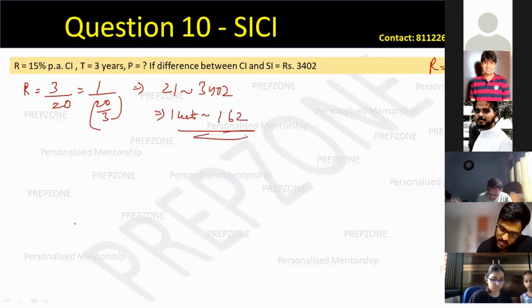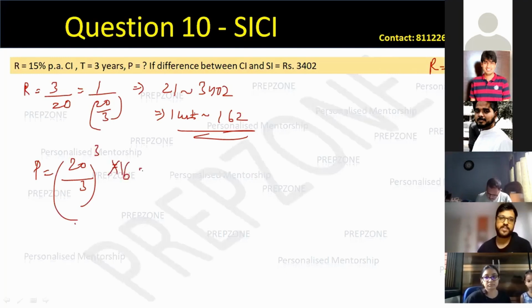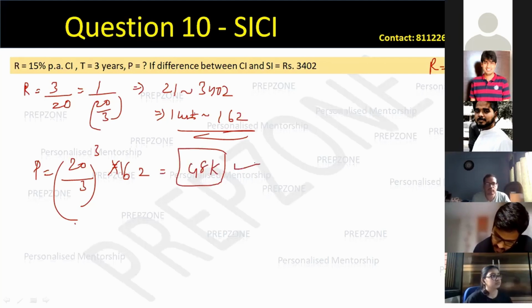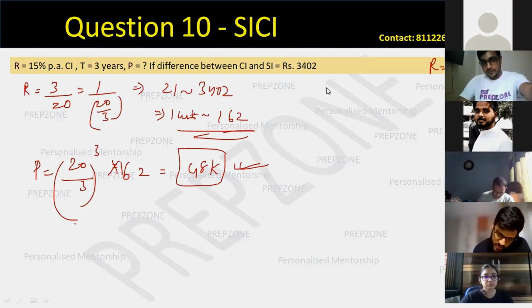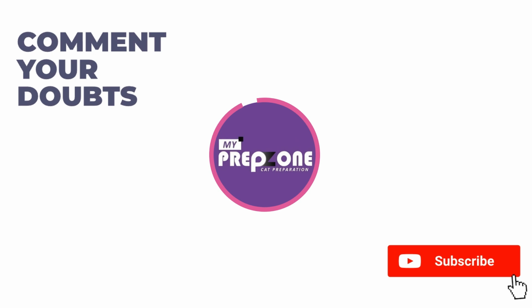rupees 162. Okay. And principal will be 20 by 3 to the power 3. That's it. These many units. You have to multiply this with 162. You solve this, you will get 48,000 as your answer. Clear? So we have sort of covered all the different, unique, tricky, and difficult variants from SICI. Okay.